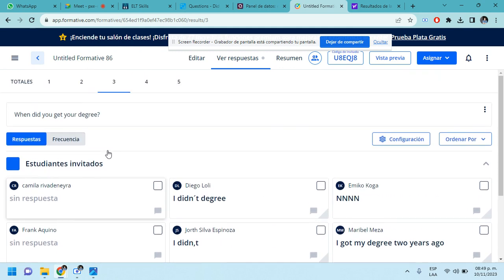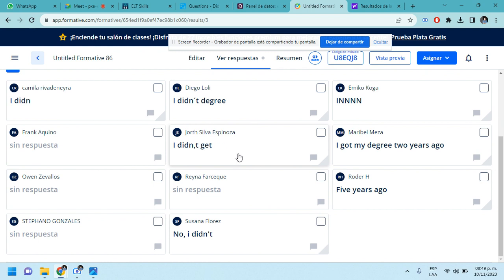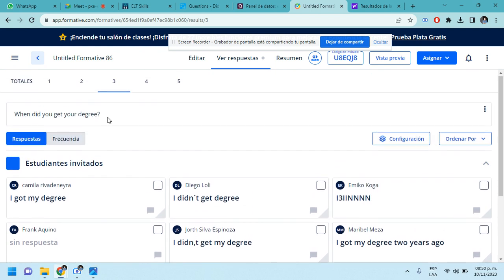The question 3 says, when did you get your degree? Yeah, very good, Maribel. Similar to the example, ¿no? Two years ago. I got my degree 2 years ago. Si todavía no has sacado, puedes decir, I didn't get my degree yet. Or maybe you say, yes, teacher, I got my degree 5 years ago. See? Also, it's possible to say in, no? I got my degree in 2020. It's possible also.